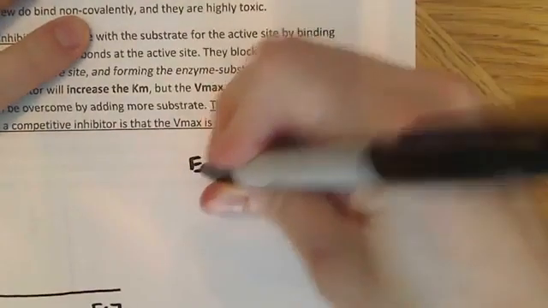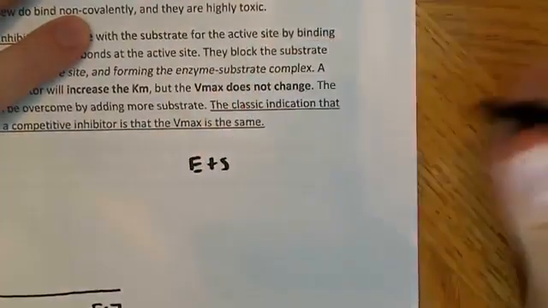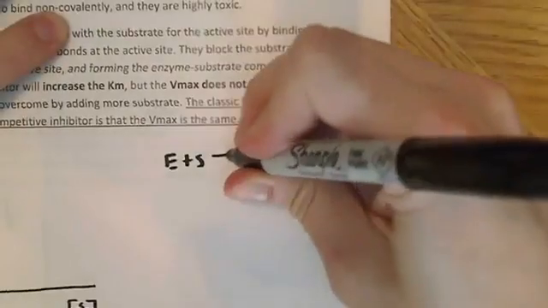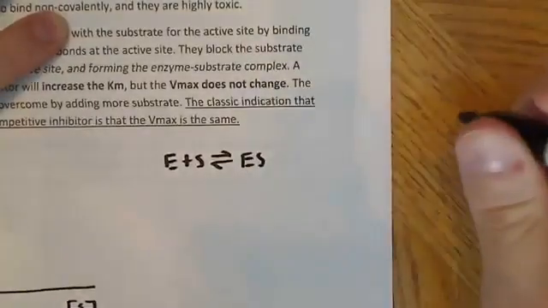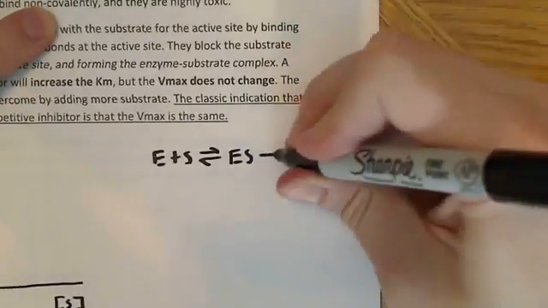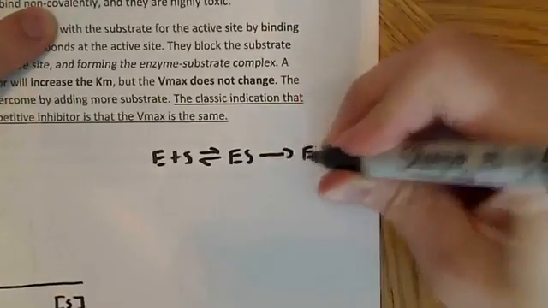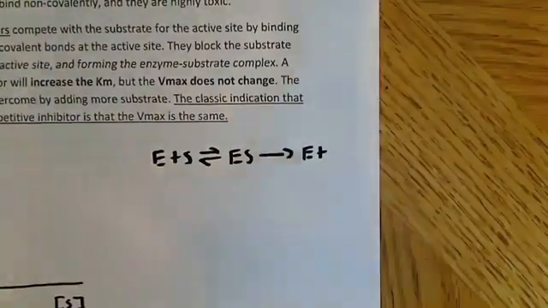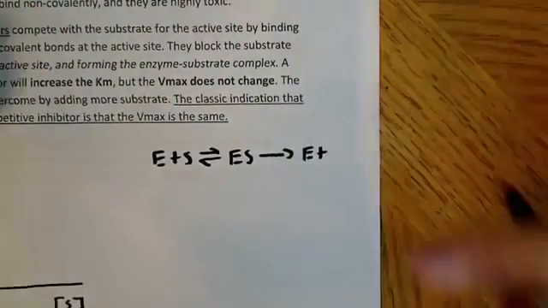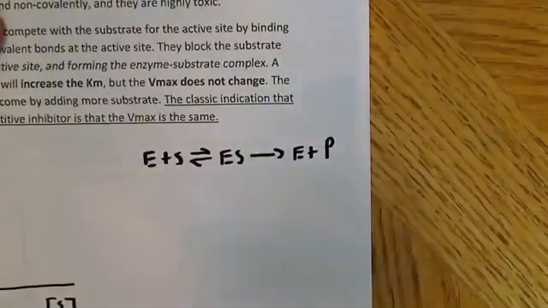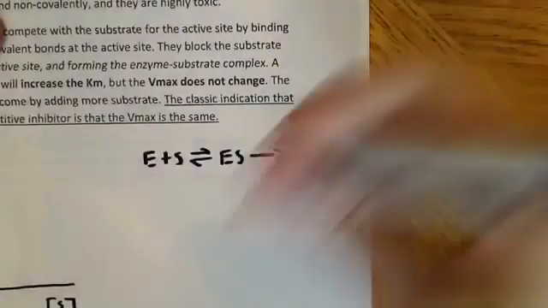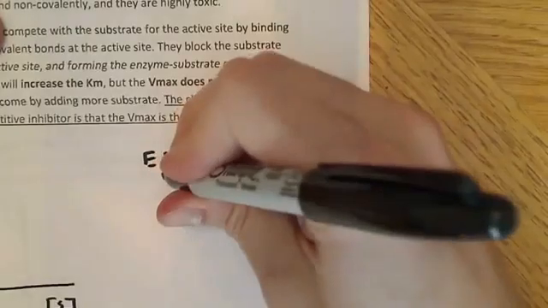We have enzyme plus the substrate, right? Then this forms the enzyme substrate complex, okay? And then this goes over here to the enzyme, because remember the enzyme's like a catalyst. It's regenerated at the end in its original form. So we have enzyme plus product. Now the place where the inhibition actually comes in is right here at the beginning.